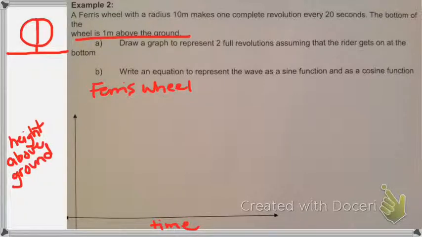Draw a graph to represent 2 full revolutions, assuming that the rider gets on at the bottom. Now that is important because it tells us where we're going to begin our graph. So at time 0, you've just stepped on the Ferris wheel. Where are we going to put our point? Well, if you're just stepping up onto the Ferris wheel, that means at time 0, you are 1 meter above the ground. So this is where we're going to start.